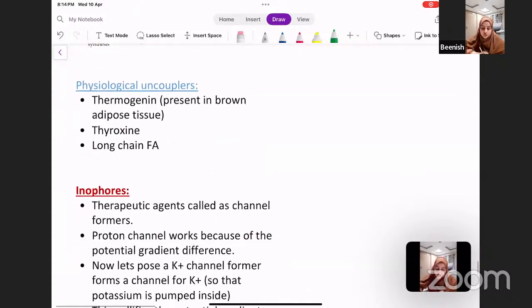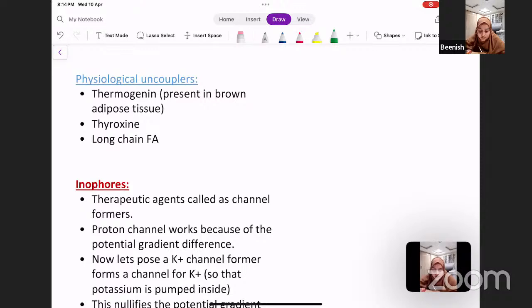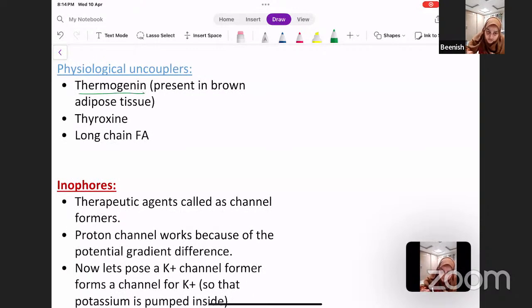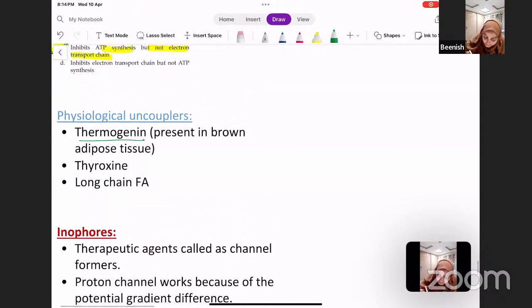Now moving on to physiological uncouplers, they are thermogenin, which is present in brown adipose tissue, thyroxine, and long-chain fatty acid. So what is thermogenin? Your thermogenin is a protein present in the inner mitochondrial membrane of adipocytes.